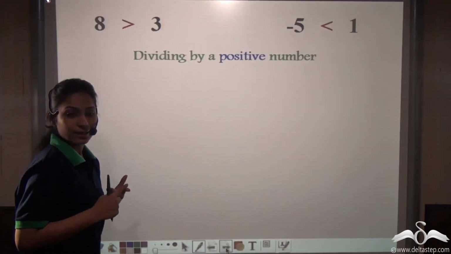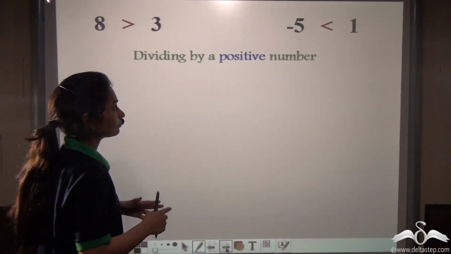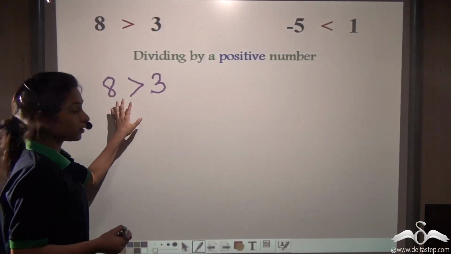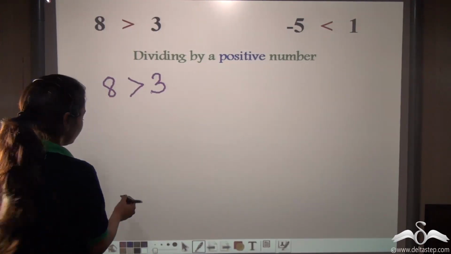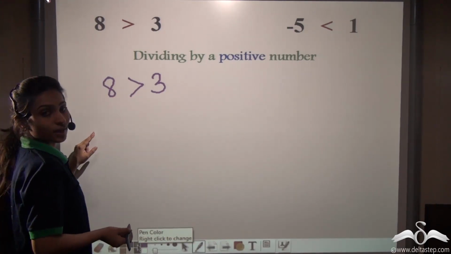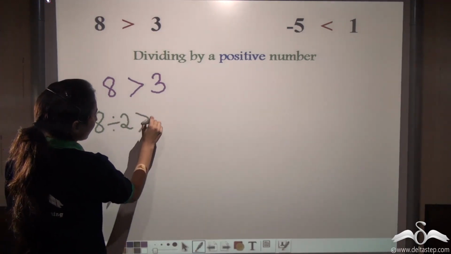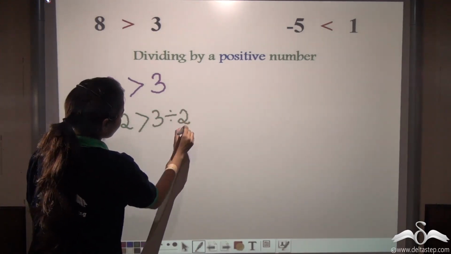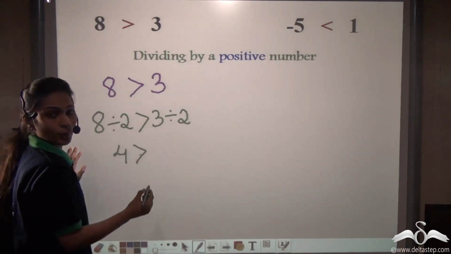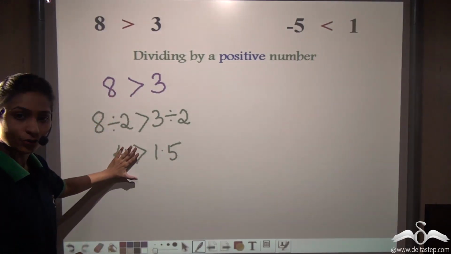Now we are done with adding, subtracting and multiplying. What about dividing with a positive number? Let's see. 8 is greater than 3. Now divide it with a positive number. Well, let us divide this with the number 2. So 8 divided by 2 shall be greater than 3 divided by 2. Well, 8 divided by 2 gives you 4, is greater than 3 divided by 2. We can write this as 1.5. So again you can see that this holds true.